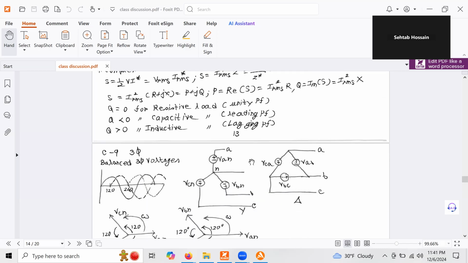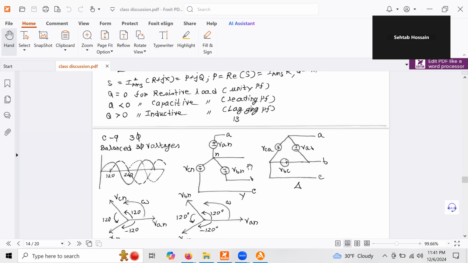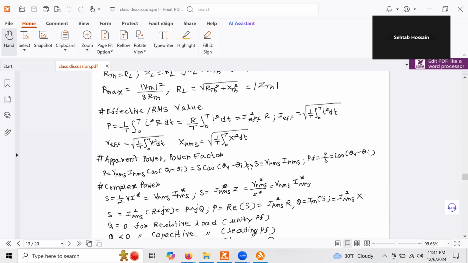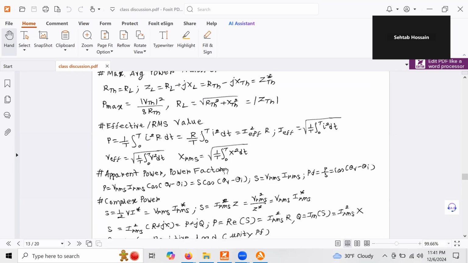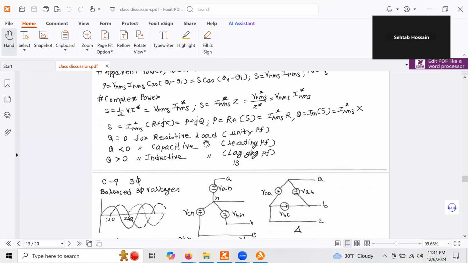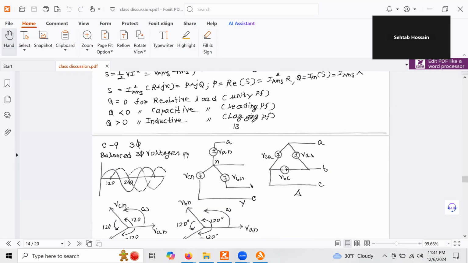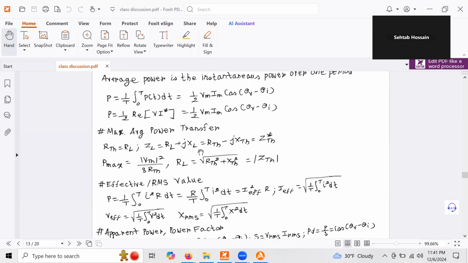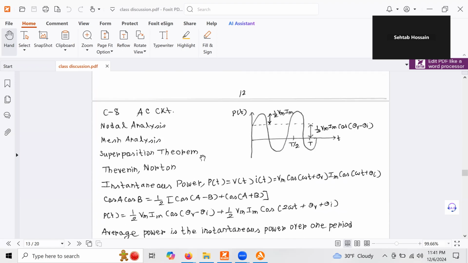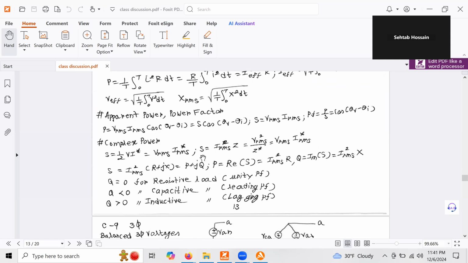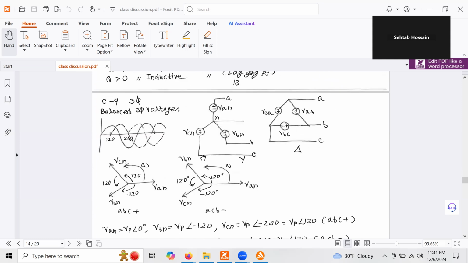So this is up to the AC circuit. Let's talk about the three-phase circuit. So for AC circuit, up to now we only talked about single phase circuit. These are only single phase circuits actually. So what will be the case?